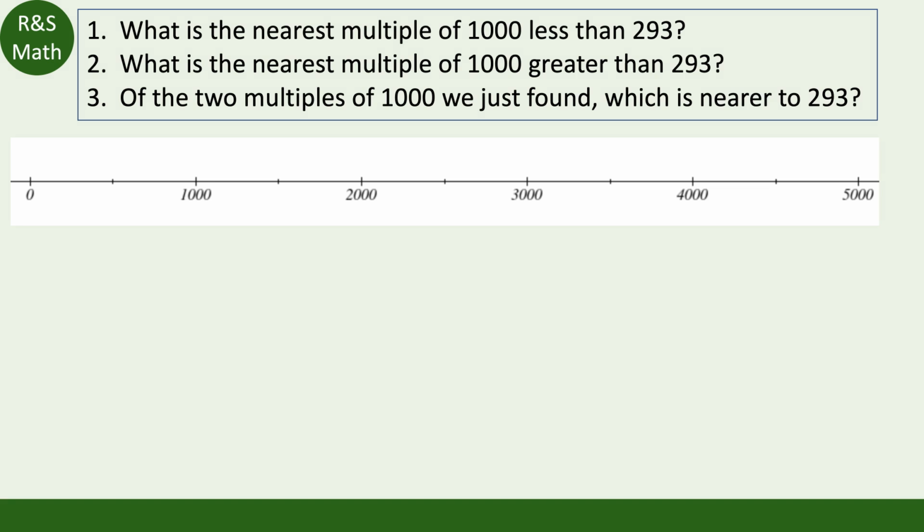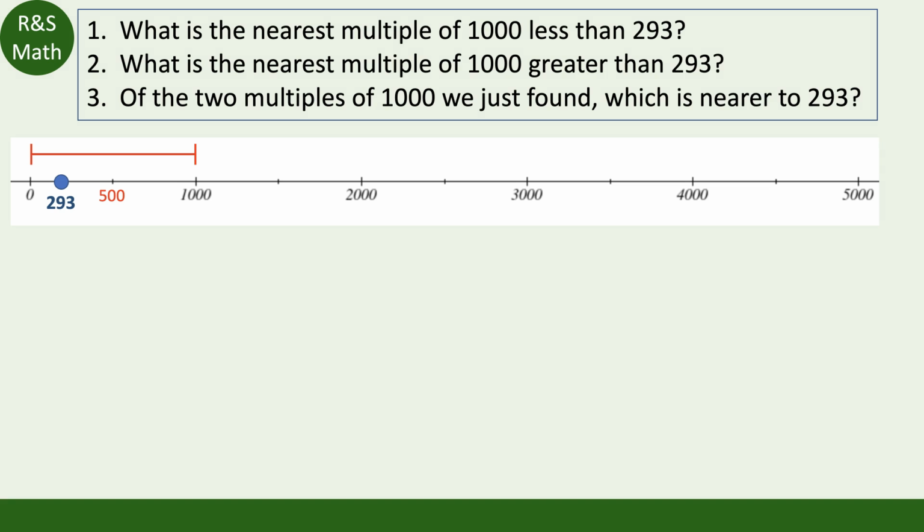Looking at this number line, where should we put the number 293? We would put it between 0 and 1,000, but to the left of the tick mark in the middle, which represents 500. 0 does not end in three zeros, but 0 is considered a multiple of every number, so 0 is a multiple of 1,000. 1,000 is also a multiple of 1,000.